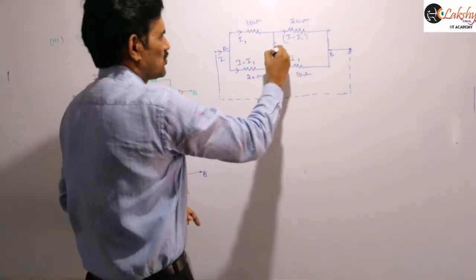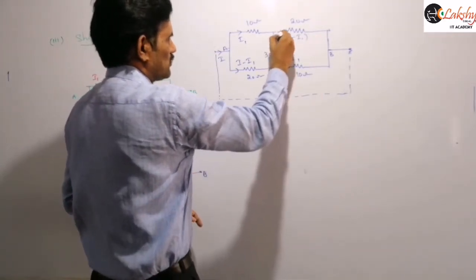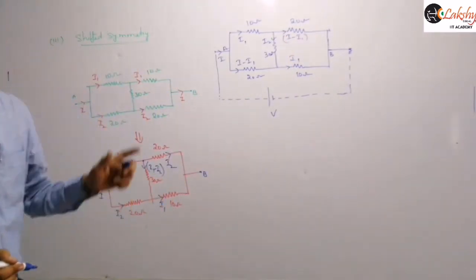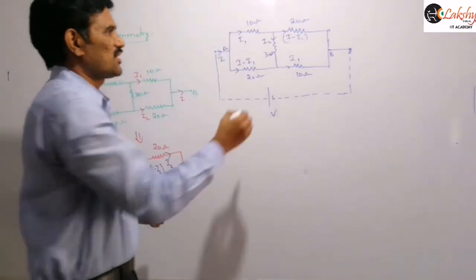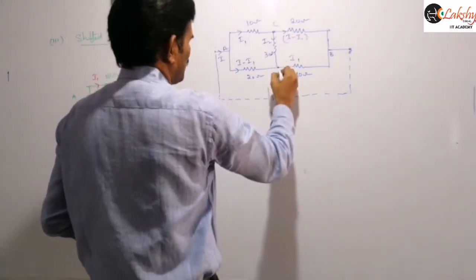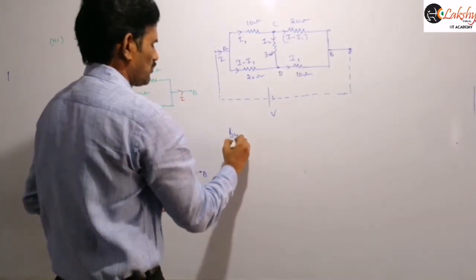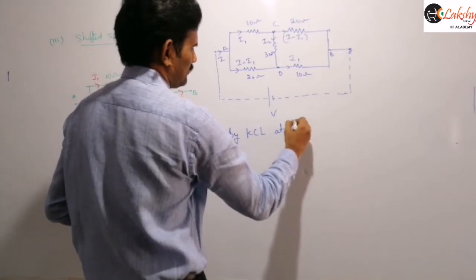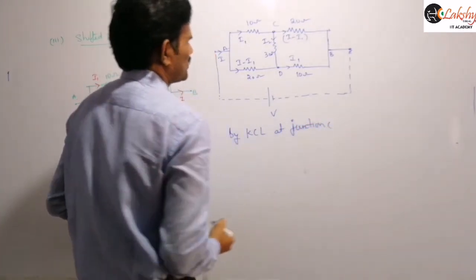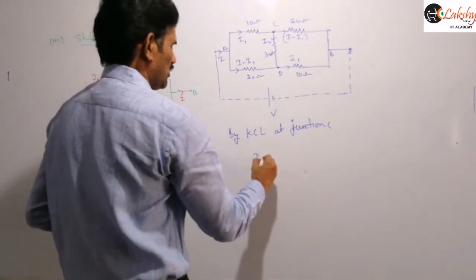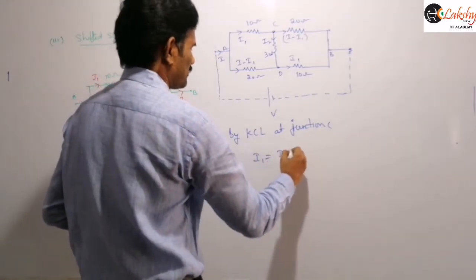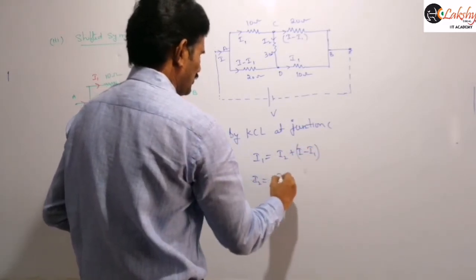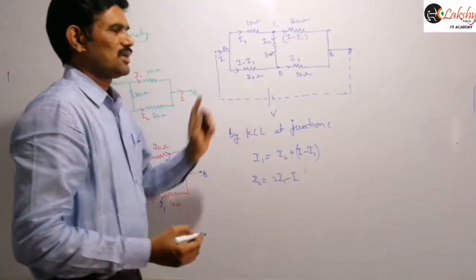Now suppose this current is I2, I am assuming here. So now the variables are I1 and I2. You can calculate the I2 value by applying the junction law at this point. Suppose this is point C and this is D. By KCL at junction C, I1 is equal to I2 plus I minus I1. Therefore I2 is equal to 2I1 minus I. So that is the I2 value.